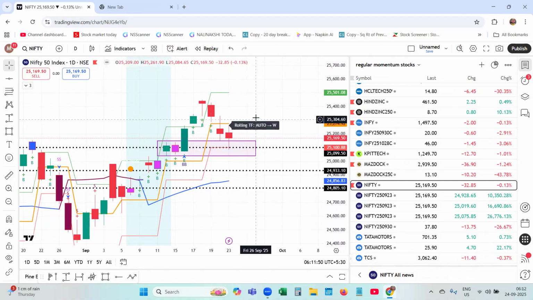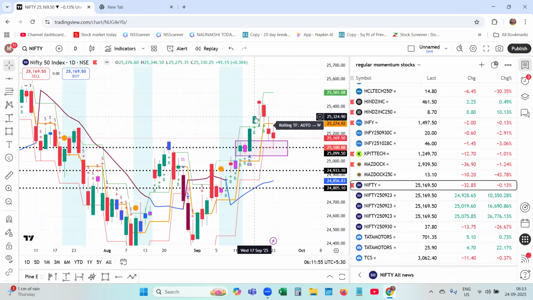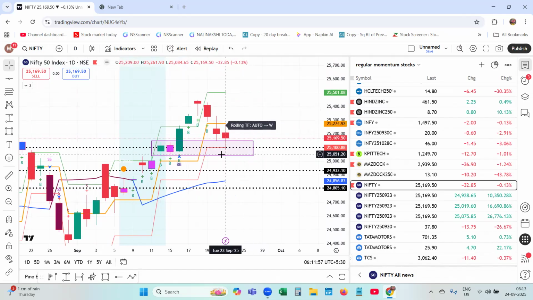If it goes sideways and if it starts moving higher, then it is an opportunity for you to look for good investment stocks and you can put in your money. So Nifty is not bearish. Gann HiLo, it is a buy, and it is a correction.